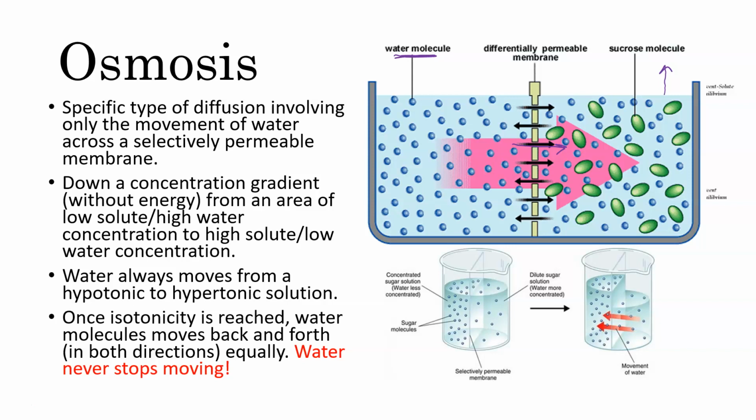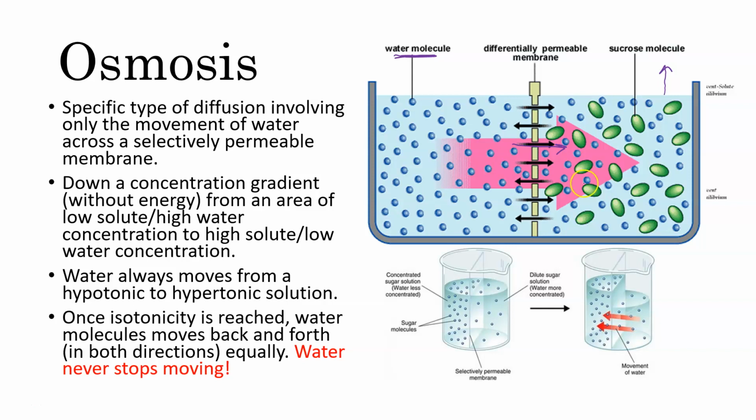Okay, so if this is 100% water and this is 50% water, it wants to increase the number of water molecules on this side so that it drops the solute concentration from 50% to 60, 70, 80, 90%, right? Obviously, water is going to keep moving.